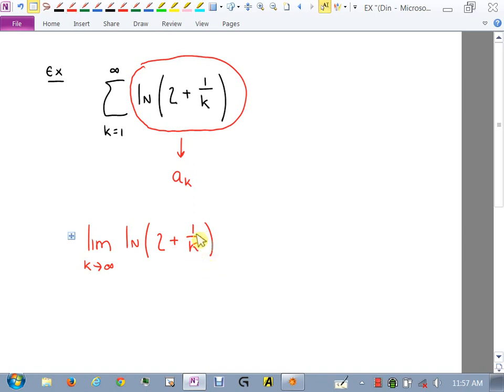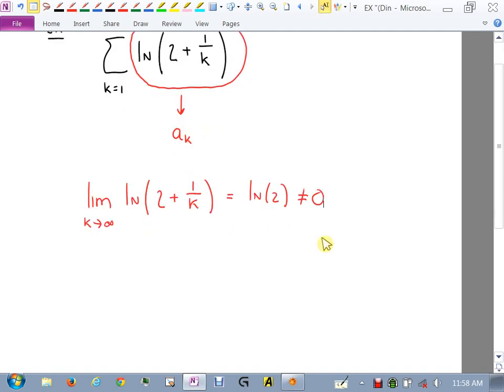1 over infinity is 0. 2 plus 0 is 2. So this is just natural log 2. Natural log 2 is not 0, right? The natural log of 2 is not 0. Since the natural log of 2 is not 0, it diverges. So I would say by the nth term test, the sum k equals 1 to infinity, natural log 2 plus 1 over k diverges.